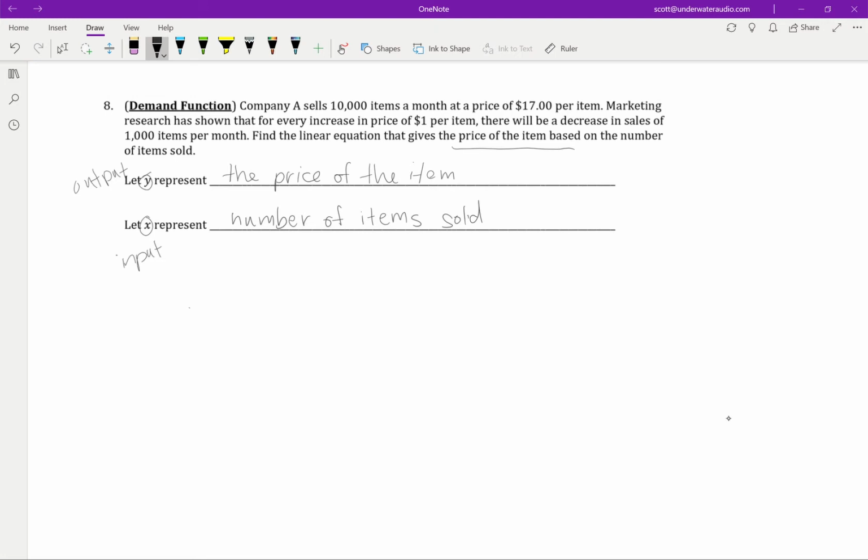So I need y equals mx plus b. Let's see what information we're given. Company A sells 10,000 items a month. So that's an x value right there at a price of $17 per item. That's a y value. So I've got a point here. So 10,000, and that's at a price of $17.